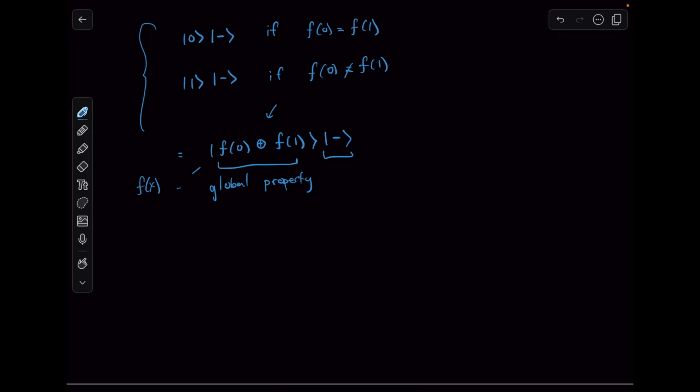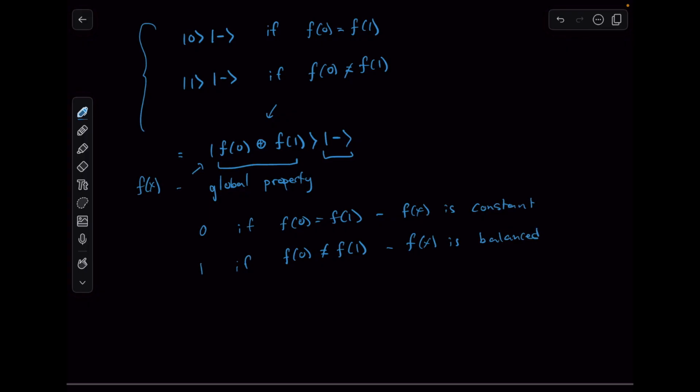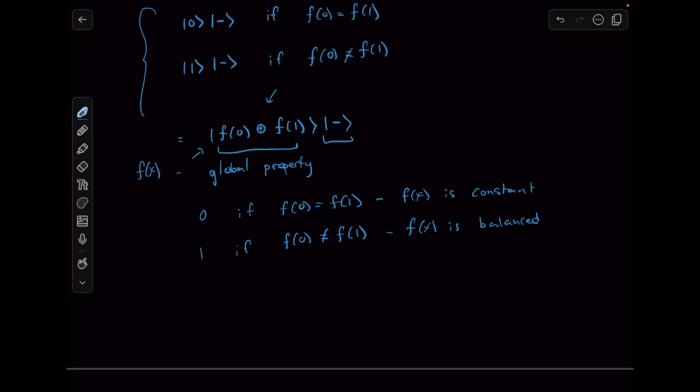So now let's say we measure our input register. Well, we're going to get 0 if f of 0 is equal to f of 1, or f of x is constant. And we get 1 in the other case, where f of 0 is not equal to f of 1. And in this case, f of x is balanced. And this is the solution to Deutsch's problem. This is Deutsch's algorithm right here. Just like that, as you can see, it only required one execution of U_f. And of course, classically, we would require 2.